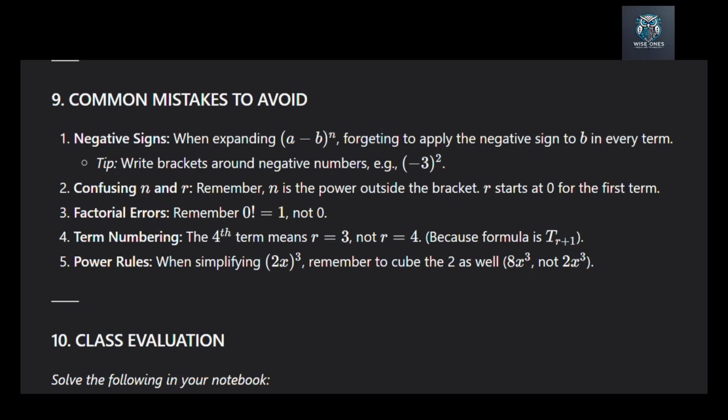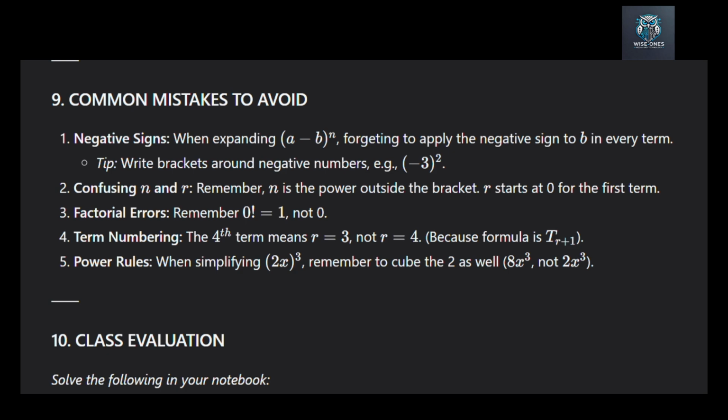Second, confusing n and r. Remember, n is the big power outside the bracket. r starts at 0 for the first term. So the first term is r equals 0. The second term is r equals 1. Third, factorial errors. Remember, 0 factorial is 1, not 0.